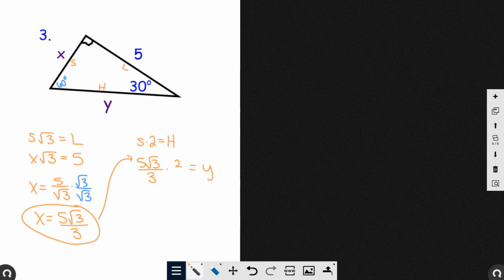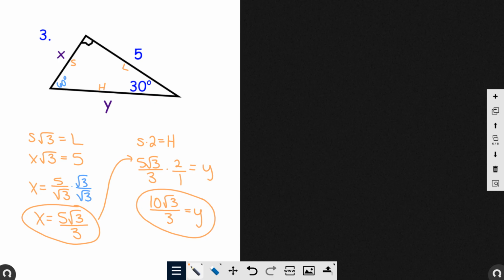Now, when you multiply a fraction by 2, what are you actually multiplying by 2? It's 2 over 1. You're exactly right. So the only thing that we're actually multiplying is the numerator, the top. So what's 5 square root 3 times 2? Good.